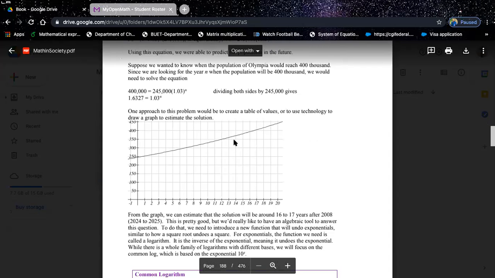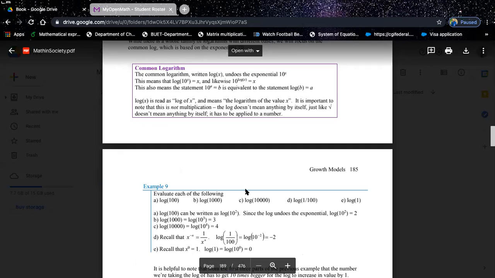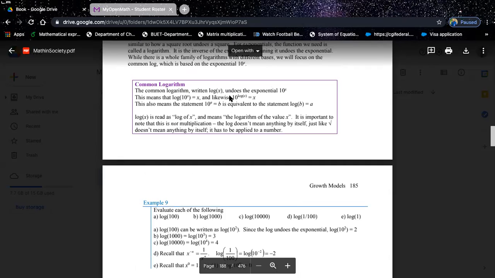And for solving exponentials, we actually need logarithmic properties. Why is that? You will soon see at the very end of page 184, you can see a box. So I'll start writing now. Let's start sharing my screen of my iPad. And here we go.